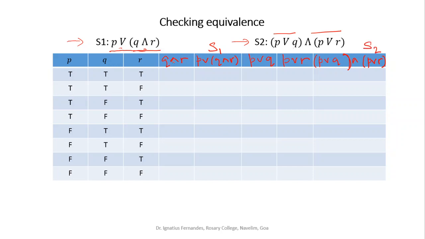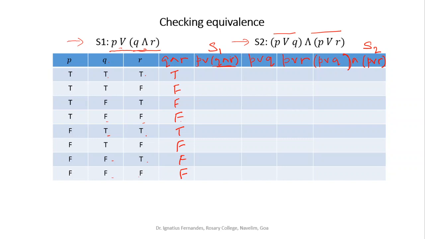So first I find Q and R. I'm using AND for Q and R. I know that AND is true when both of them are true. So for T and T, it is T. Here there is one false, so false. Here also there is one false. Here also one false, F and F, so it is F. Here it is T and T, so it is T. T and F, it is F. F and T, it is F. F and F, it is F. So I have Q and R, that is this part, and I have P here.